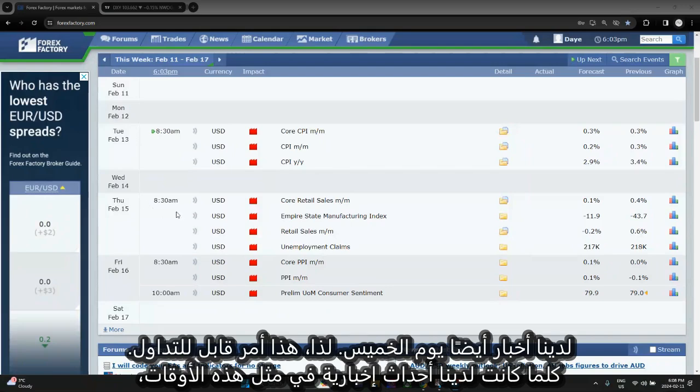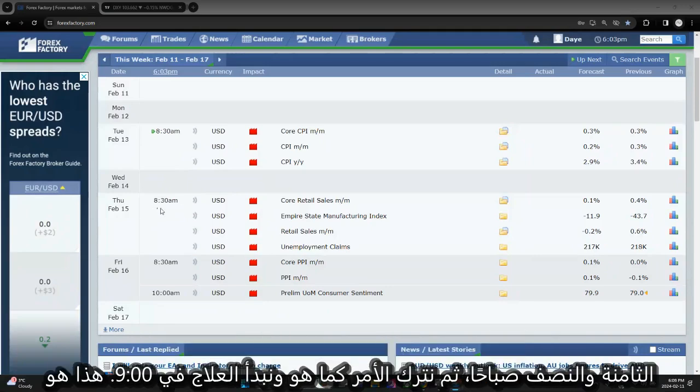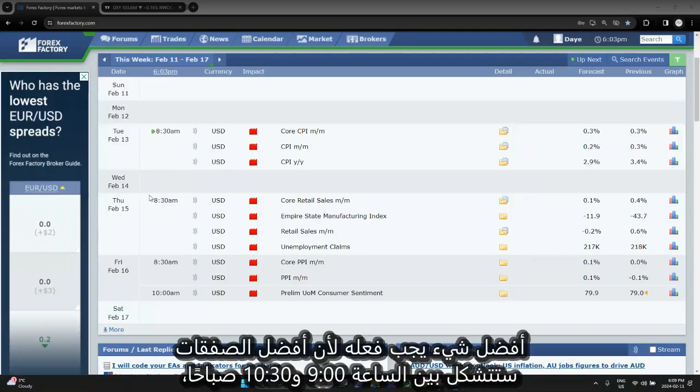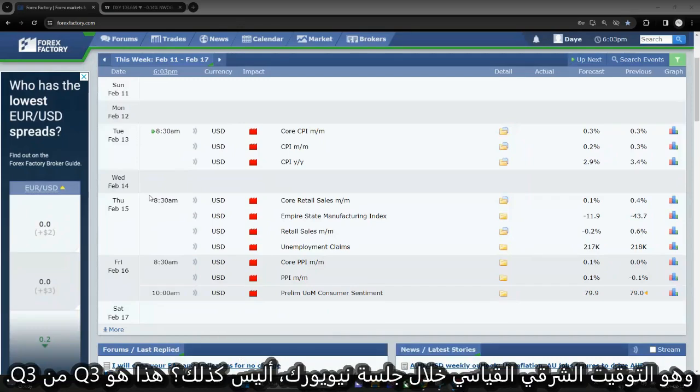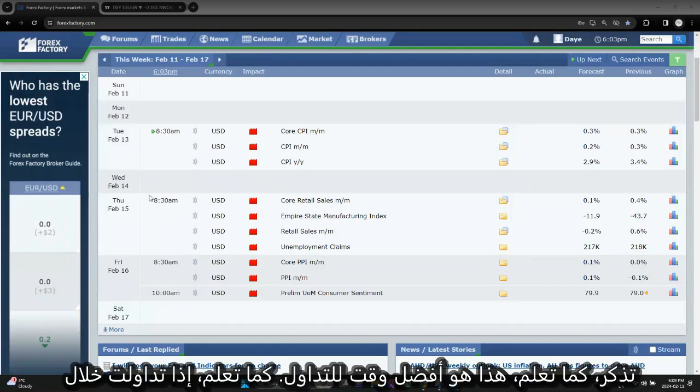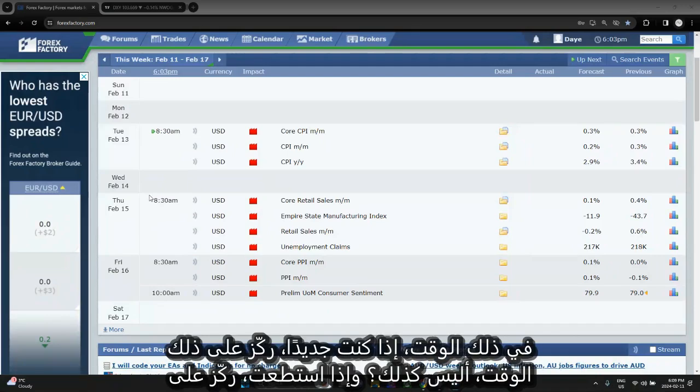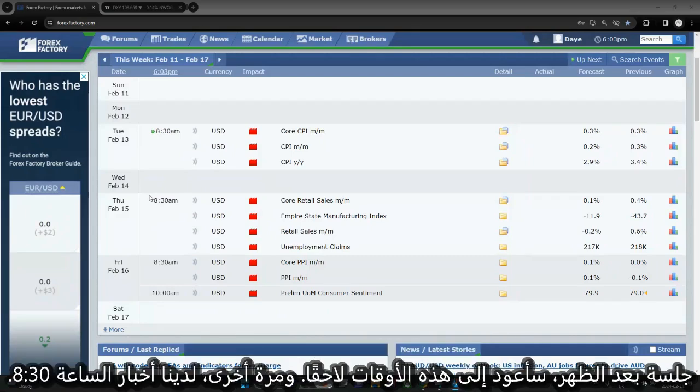On Thursday, we have news also. So this is tradable. Whenever we have news events at like 8:30 a.m., then we usually just let it be and trade at 9 o'clock. That's the best thing to do, because why? The best trades will form between 9 and 10:30 in the morning, which is Eastern Standard Time during the New York session, right? That is Q3 of Q3. Remember, that is the best time that we can trade. If you just trade during that time, if you're new, just focus on that time, right? And if you can, just focus on the afternoon session. I will get to those times later.